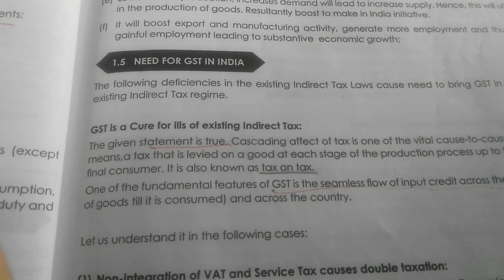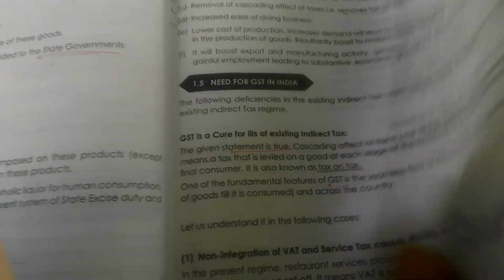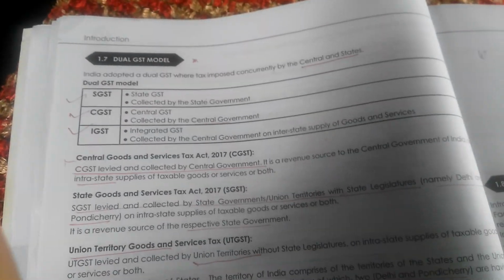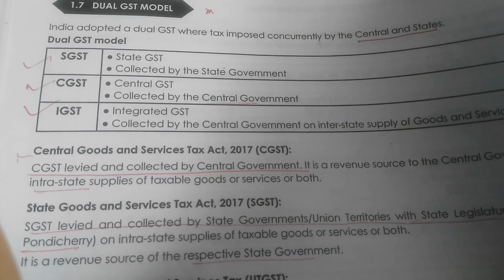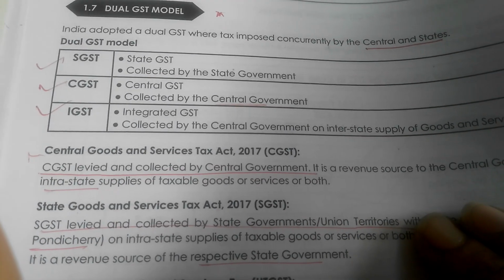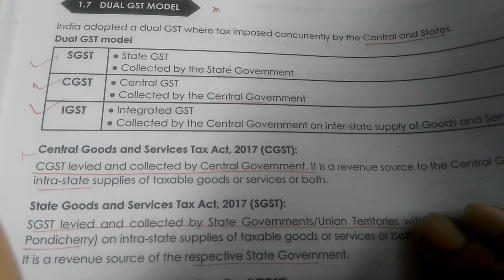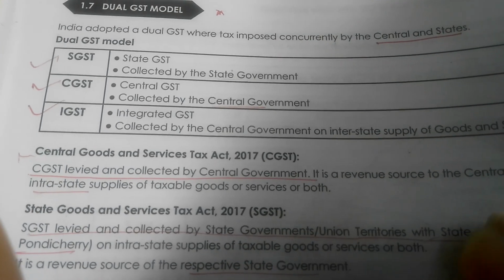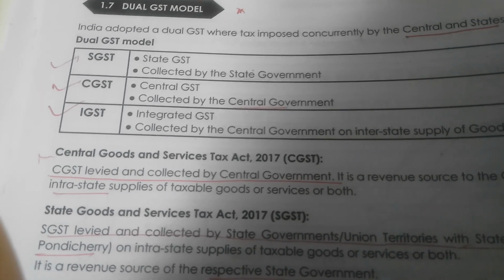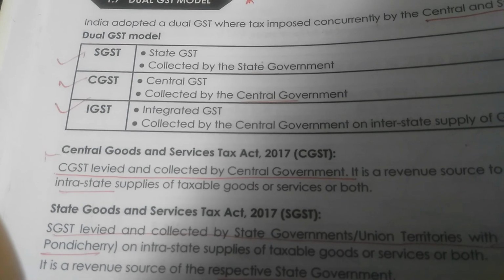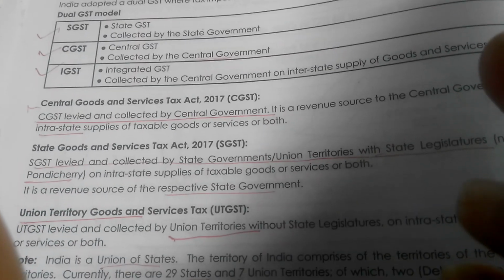Okay, the next point that I want to tell you is that GST is a dual model. India adopted a dual GST where tax is imposed concurrently by the central and state governments. Dual model means both are concurrently imposed, that is the central and state government. SGST state GST, CGST central GST, IGST integrated GST, collected by the central government and state government. Okay, that is a dual model.